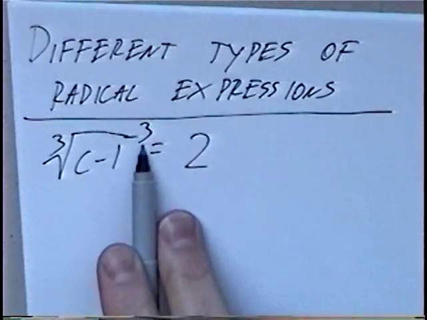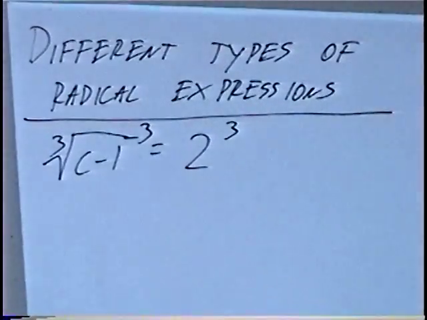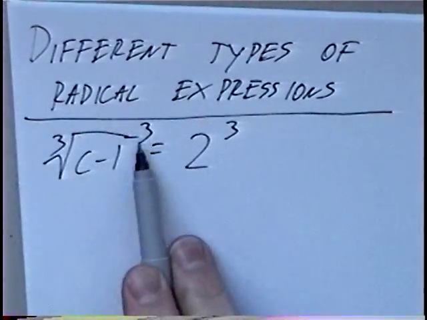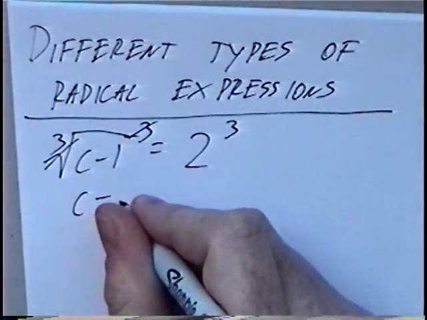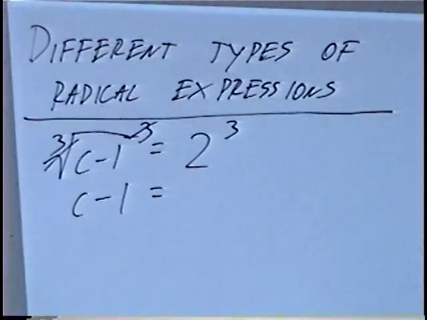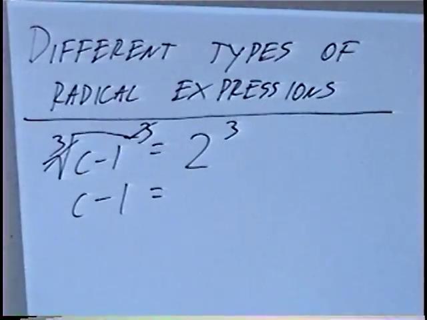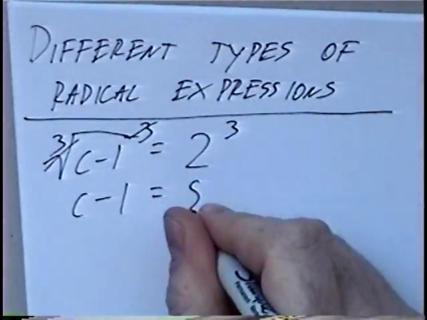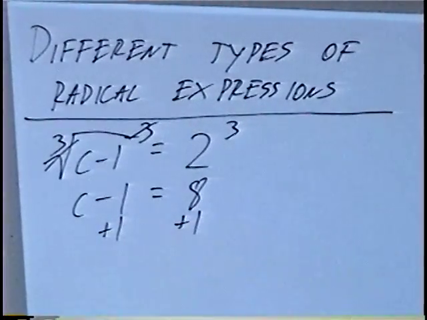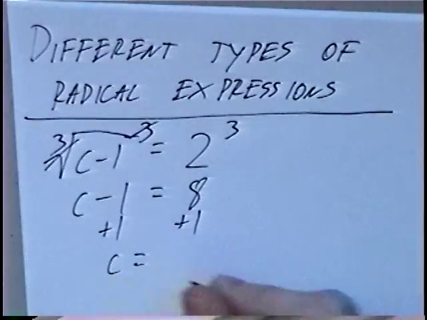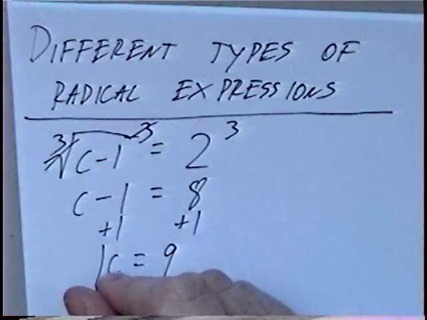Cube or exponent of 3 on both sides. The opposite of a cube root is to cube an expression, so those would cancel. We'll be left with c minus 1 on the left hand side, and 2 to the third power, or 2 cubed, would be 8. Solving, we can add 1 to both sides, so we'll be left with c is equal to 9.